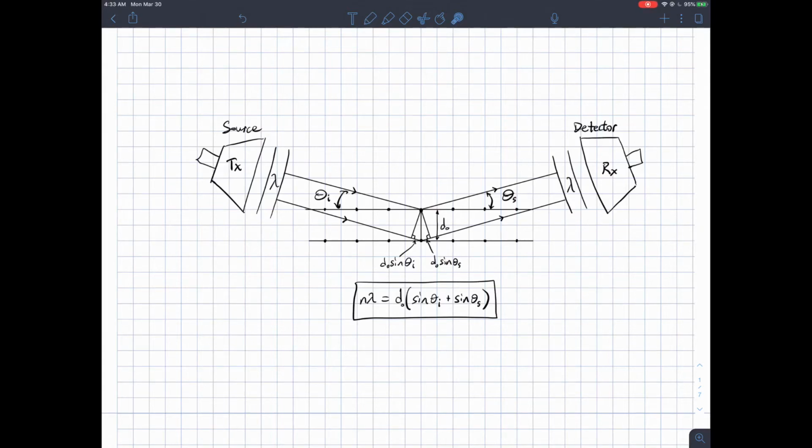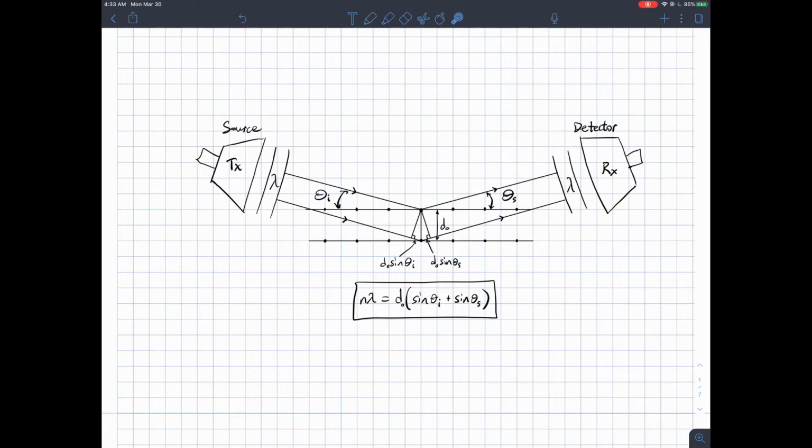Hey guys, let's do some Bragg diffraction. So here's the setup. We have a source. It's incident on a crystal with plane separation, d0. Incident angle, scattering angle, detector, one wavelength, Bragg condition.